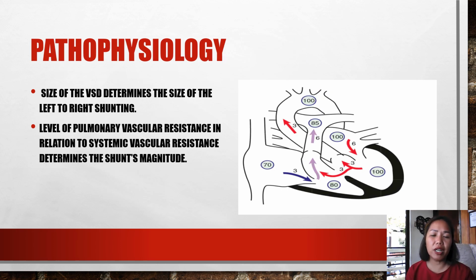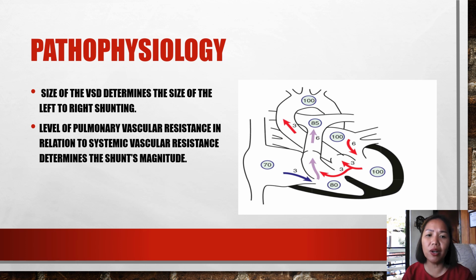The size of the ventricular septal defect determines the size of the left to right shunt. The level of pulmonary vascular resistance in relation to systemic vascular resistance determines the shunt's magnitude. The picture shows a hypothetical representation of the pathophysiology of VSD. The encircled numbers are the saturation of blood inside the cardiac chambers, and the other numbers are the liters of blood that flow through the cardiac chambers.